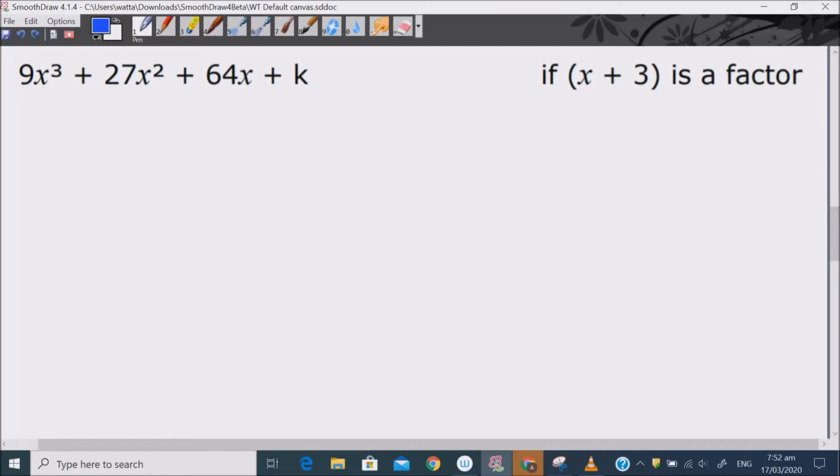Okay, in this video we're going to be looking at how to solve a quadratic. First we're going to be given a factor. So if we're told that x plus 3 is a factor, that means that if we put negative 3 into the equation, we'll get 0.